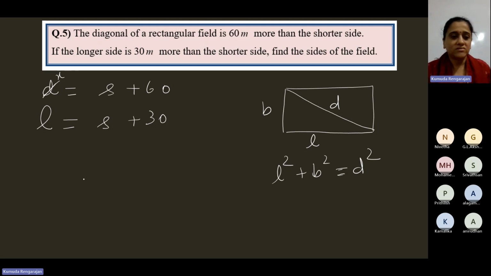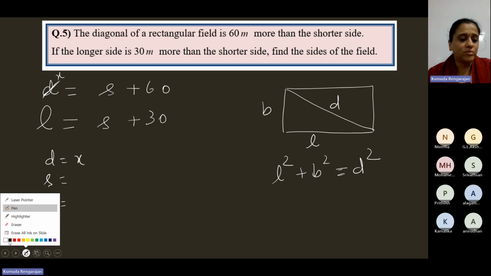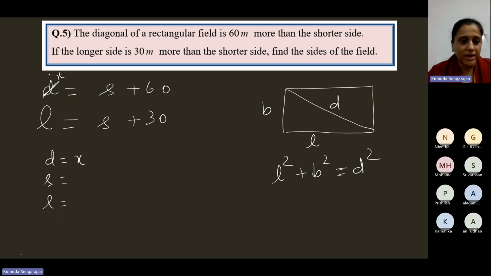What is s? See, d is equal to x. Now you should fill s and l, shorter side and longer side. You have taken diagonal as x. So see, I've slashed it and I've written x there. Then what is s? Transpose and tell me, what is s? X minus 60. Transpose. S is equal to x minus 60.